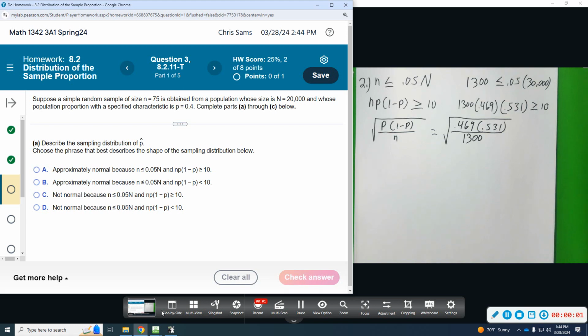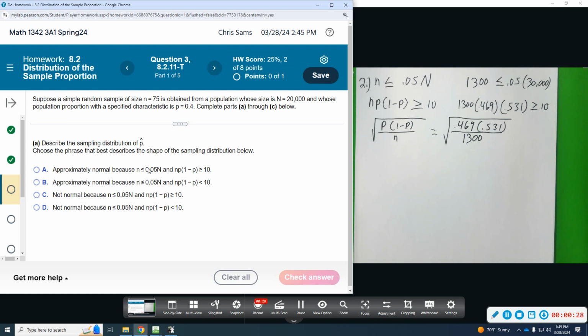All right, question number 3, we have 5 parts. It says, suppose a random sample of size 75 is obtained from a population whose size is N equals 20,000, and the population proportion with a characteristic is p = 0.4. We're going to complete parts A through C. So we're going to describe the sampling distribution of p hat.